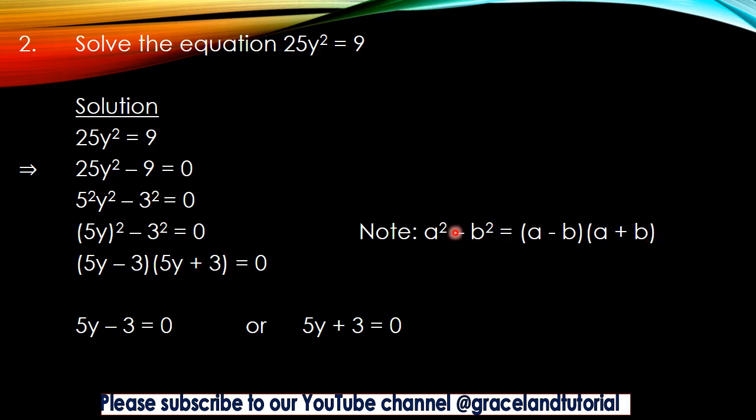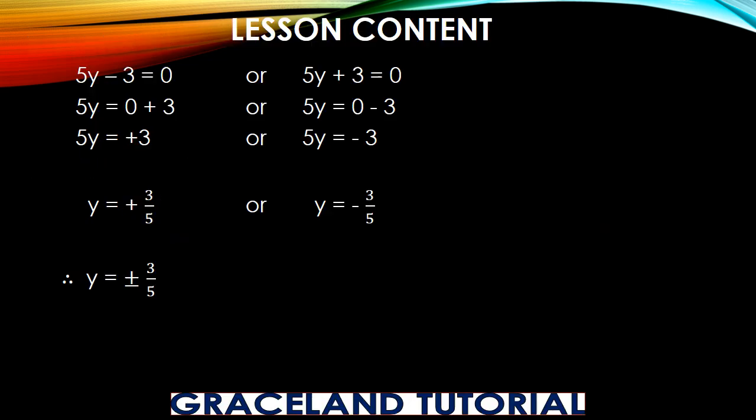Now, therefore, using this a squared minus b squared, this is going to be 5y minus 3 into 5y plus 3, which is equal to 0. Therefore, 5y minus 3 will be equal to 0, or 5y plus 3 will be equal to 0.